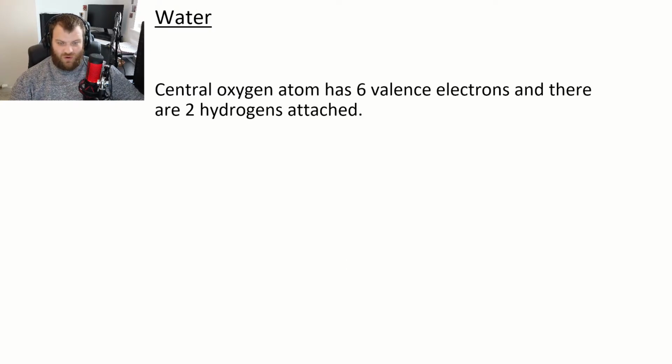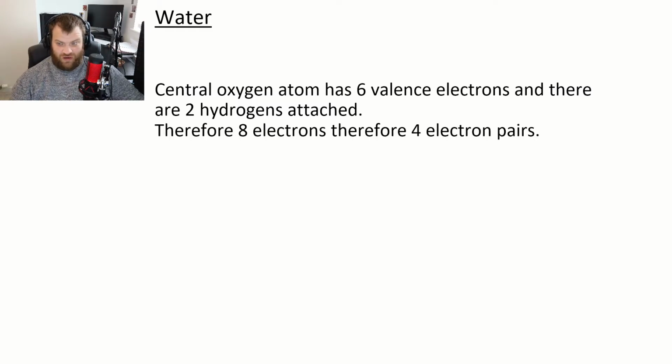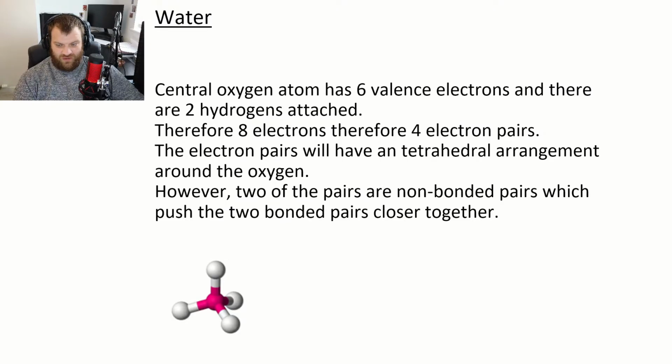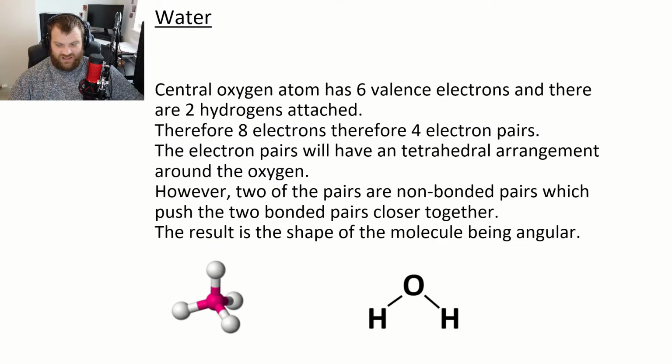In something like water, we have oxygen, which has 6 valence electrons, and we have 2 hydrogens attached, giving us 8 electrons, or 4 electron pairs. Those electron pairs will have a tetrahedral arrangement around the oxygen. Because 2 of them are non-bonding and 2 of them are bonding, this distorts the shape, and this is why water has an angular shape.